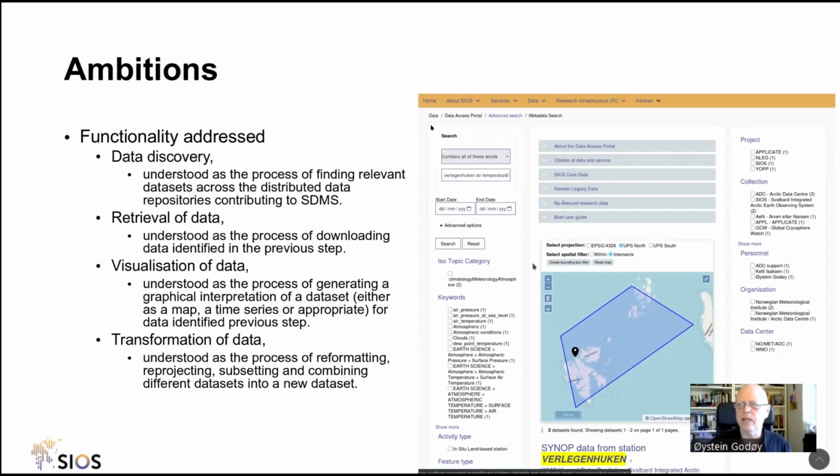Looking at a different type of data, I now just switched the search tag up here. So now I look for Verlegenhuken, a geographical location in Svalbard, at the northernmost tip, more or less, air temperature. So 3 words. All of those have to be available in the data set. And then I get 2 data sets up here. One is obviously a point measurement, so it's a station. The other one actually belongs to a larger data set which has multiple locations in it. So that's indicated by the point or the bounding box illustration in the map.